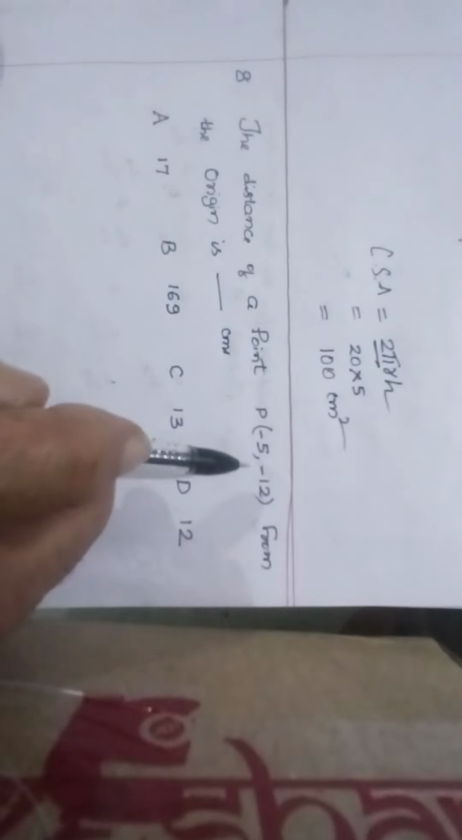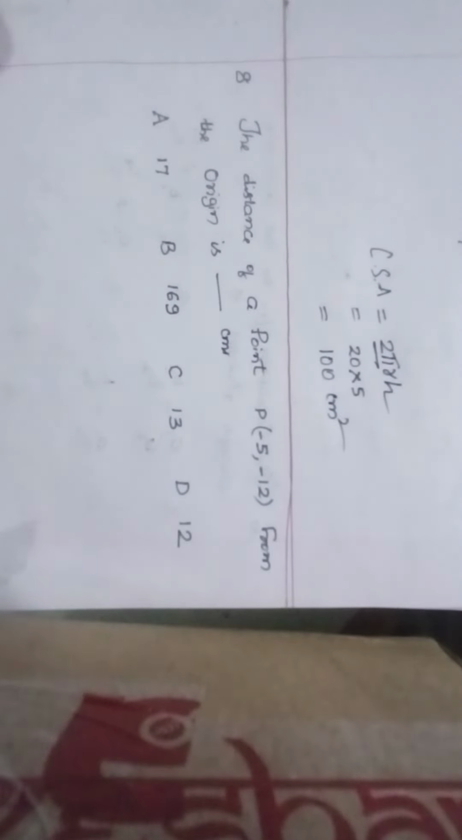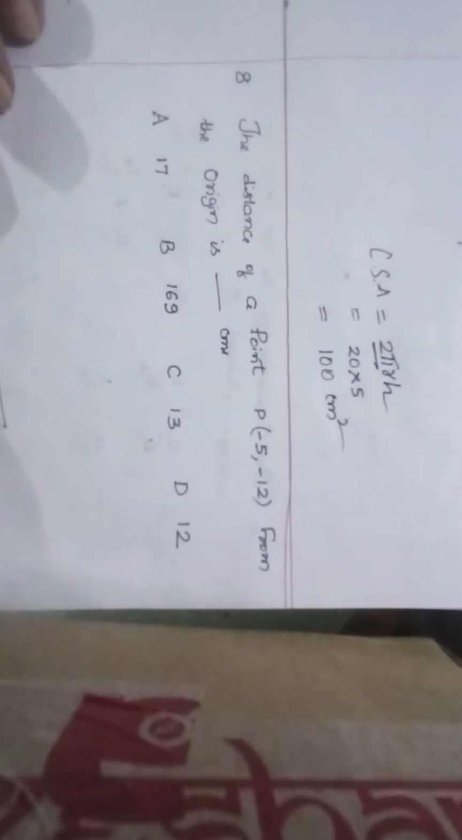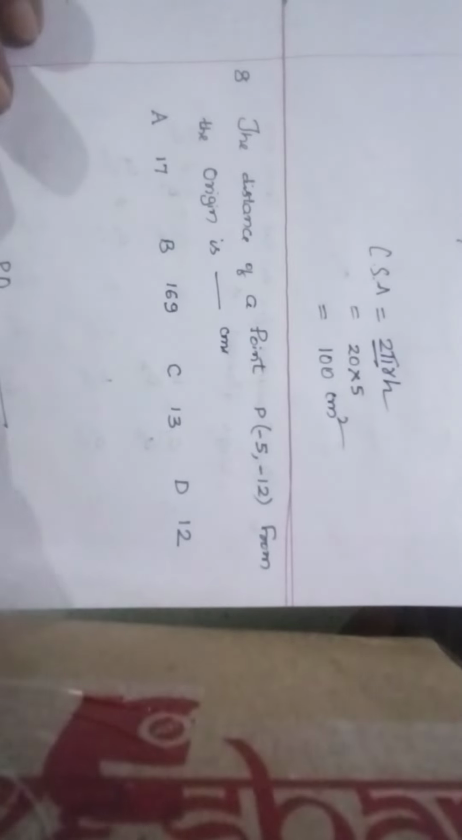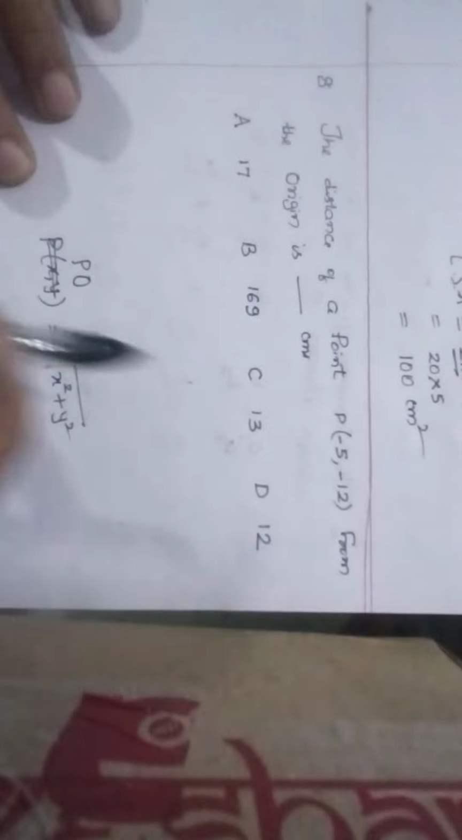Now for this, remember the distance of a point from the origin is always given by the formula: P of xy is equal to root of x square plus y square. Remember, that is the distance of the point from the origin. Origin means P is the point, distance of the point from the origin means PO is equal to root of x square plus y square. Now, here is x coordinate, y coordinate. X coordinate is -5.